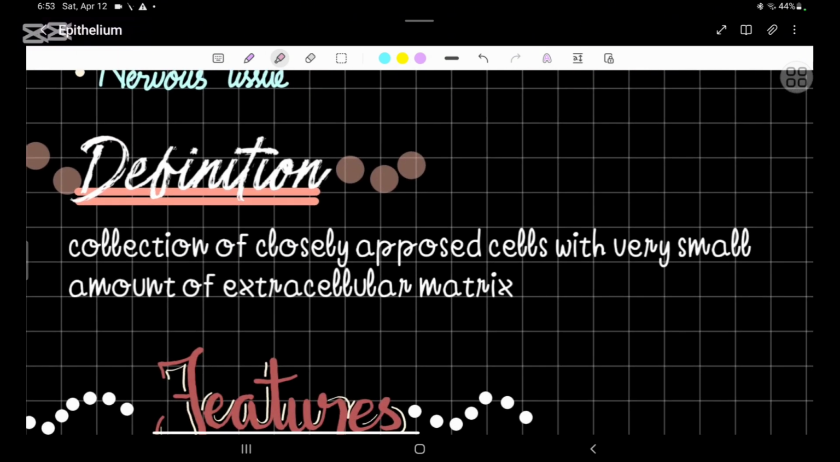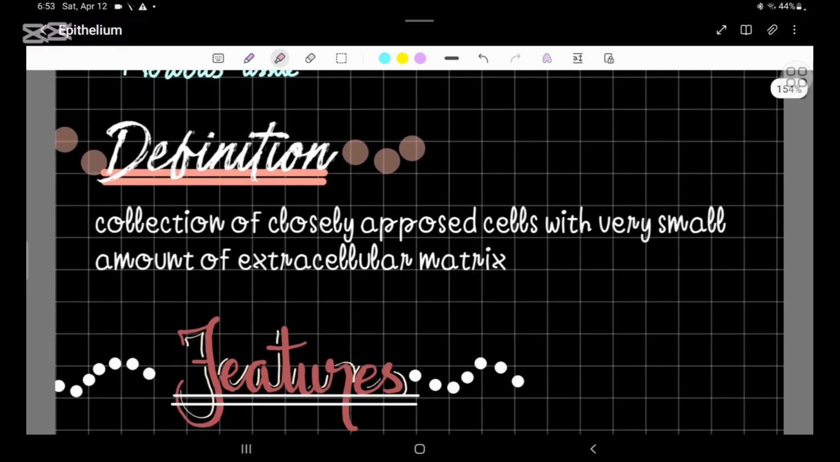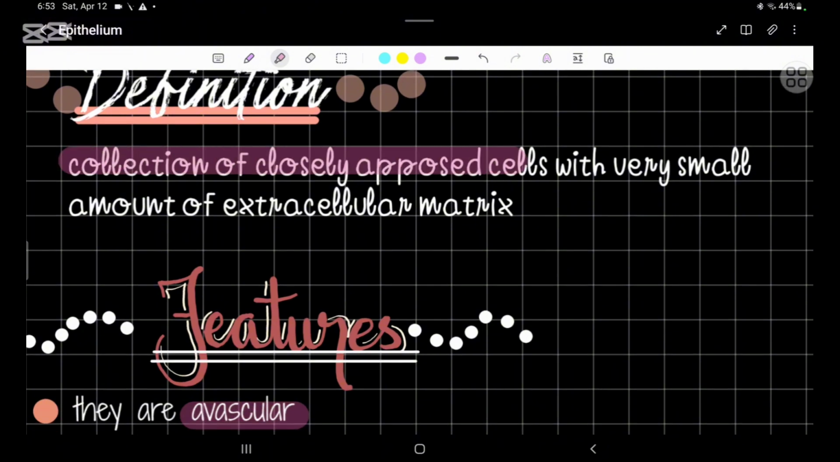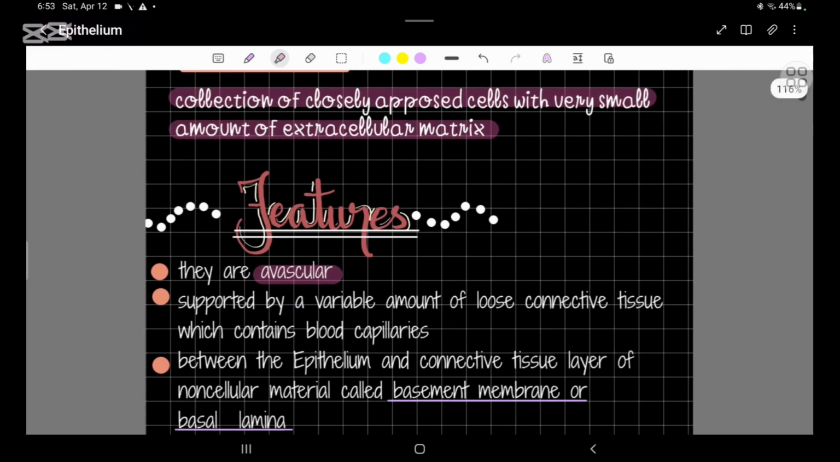What is epithelium? If I were to put it simply, I would say that it's a sheet of cells that lines body surfaces and cavities and forms glands. But according to Professor Laiq Hussain, I would say he has made things complicated, but you all have to go with it, you have to bear it. Collection of closely opposed cells with very small amount of extracellular matrix. Just learn the definition for your viva.